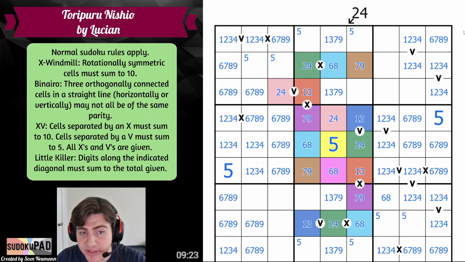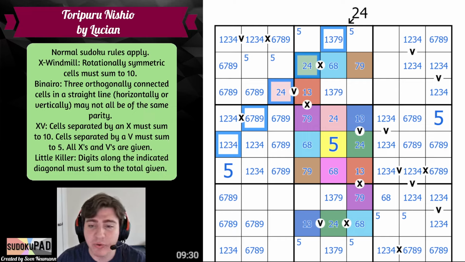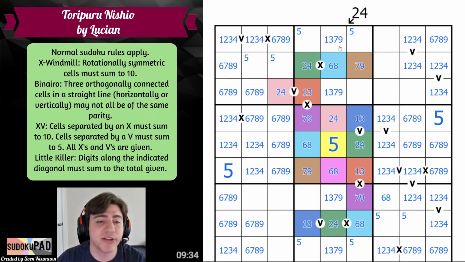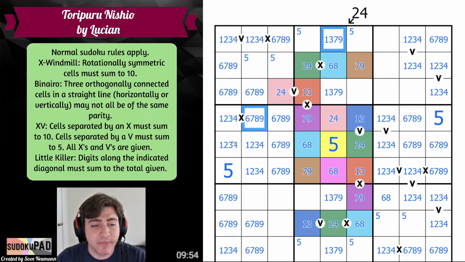But specifically, we can get even more information by looking at this diagonal here. We've touched on the X windmill. We've done some binary work. We've done some XV work. The little killer is actually going to come into play right here. You don't have to, but I found that this can be quite helpful because we've already done some color coding, we know that this 2 and 4 are different than each other. And that's helpful because 2 plus 4 equals 6. Who knew?